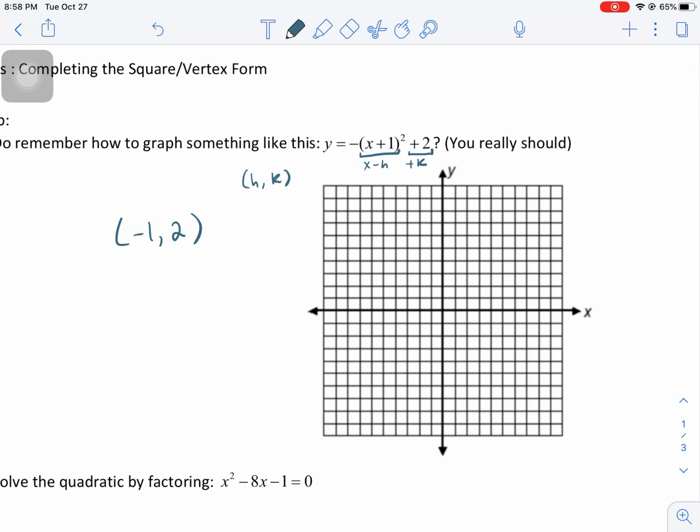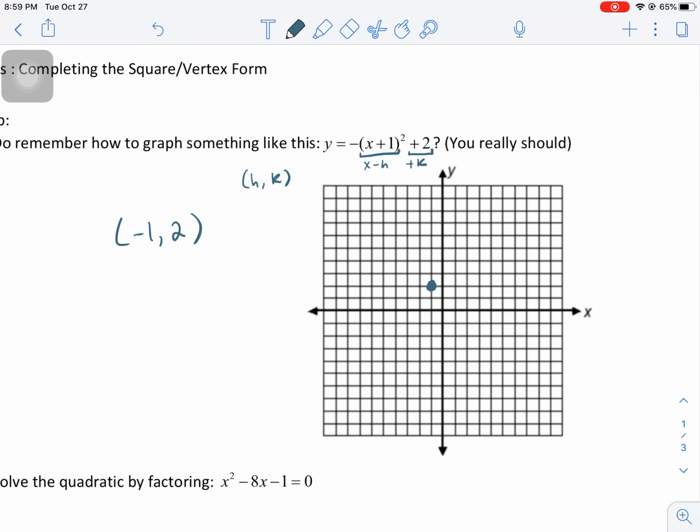So then we can go there. So we go to negative 1, positive 2, and we graph that 1 point. That's the vertex. From here, you could draw in your axis of symmetry. And then personally, what I would do is I would use my a value to figure out the rest of this problem. So a value is negative 1.